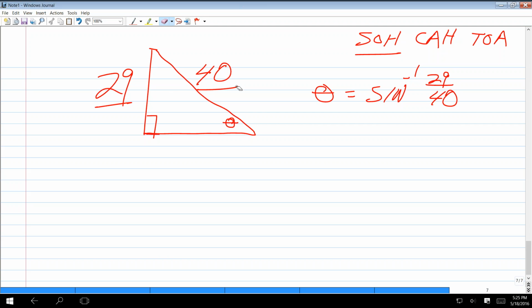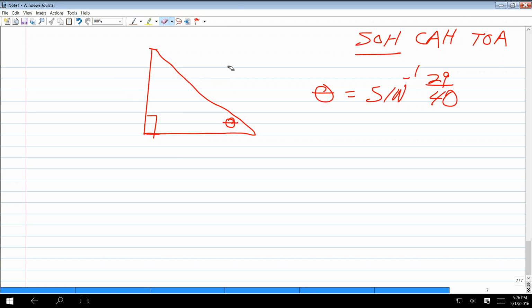But what's important is that you know which trig function to use to solve for angles, because they're always going to give you the two key numbers. It's their position that determines which trig function you use to solve for that angle.